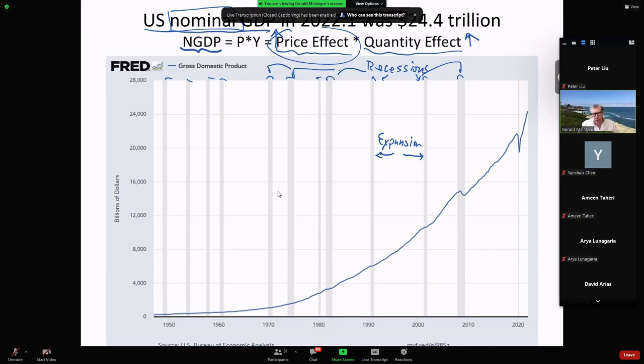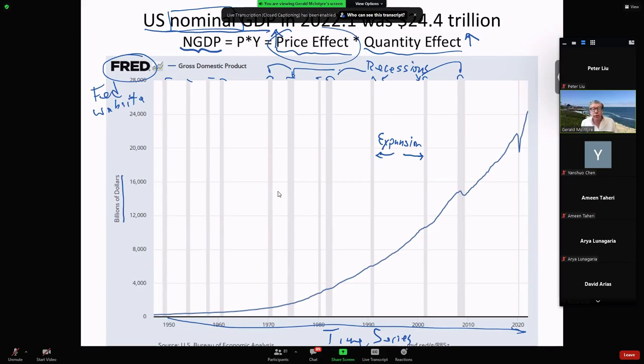You can see, happily for our country, the expansions are much more common and longer than the recessions. This is a graph generated by the Federal Reserve's website, called the FRED website, and it indicates the amount of nominal GDP in billions of dollars. This is called a time series graph, in that the graph is across time, going back to 1947, just after the Second World War, up until the first quarter of this year.